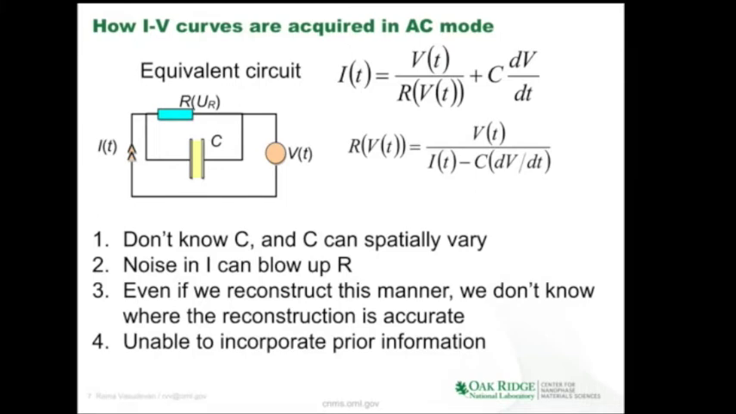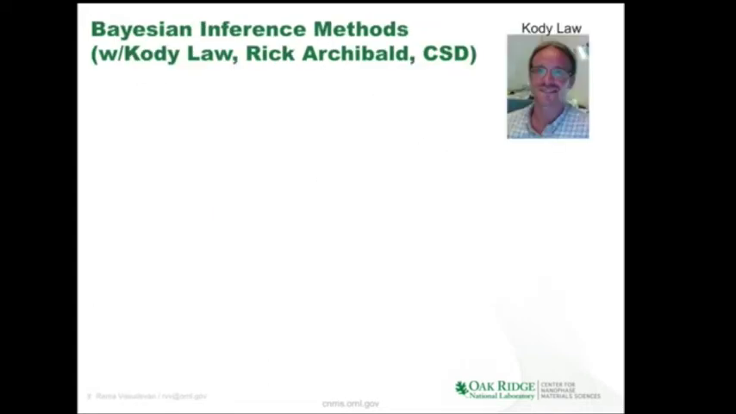And so what we decided to do is change this and use Bayesian inference, because Bayesian inference can solve all of these problems, all 4 of these problems. In order to do this, we talked to Kody Law, and he's our applied mathematician here at Oak Ridge National Laboratory who deals with Bayesian inference.